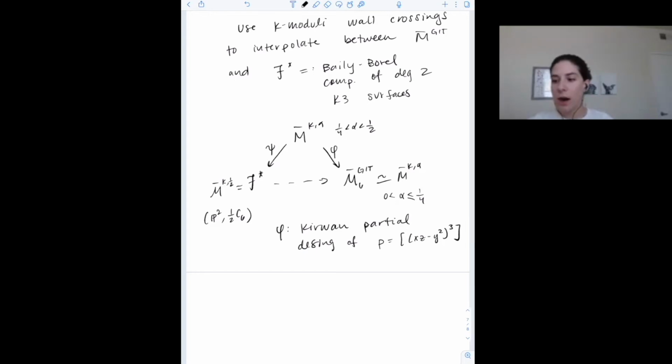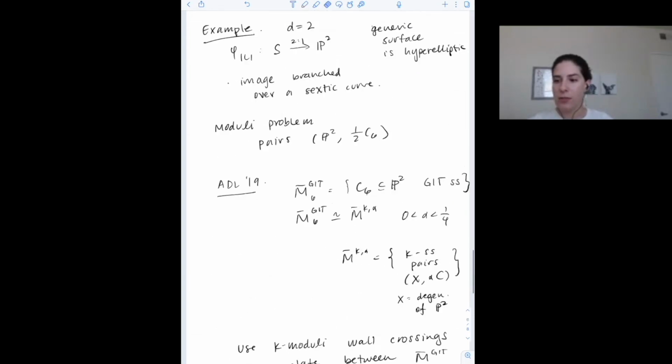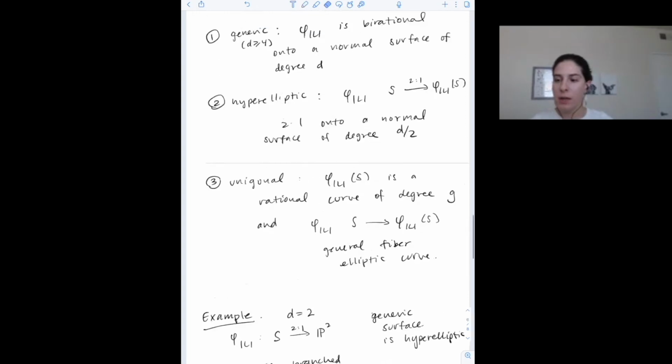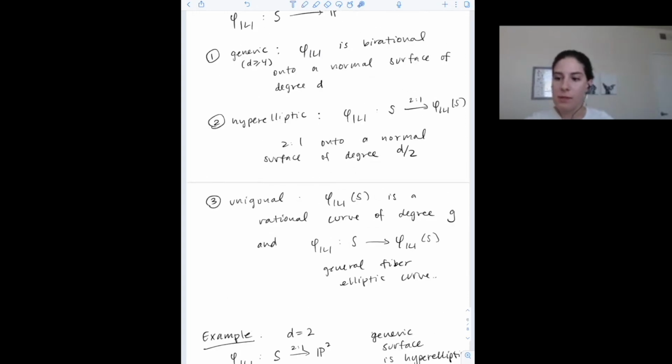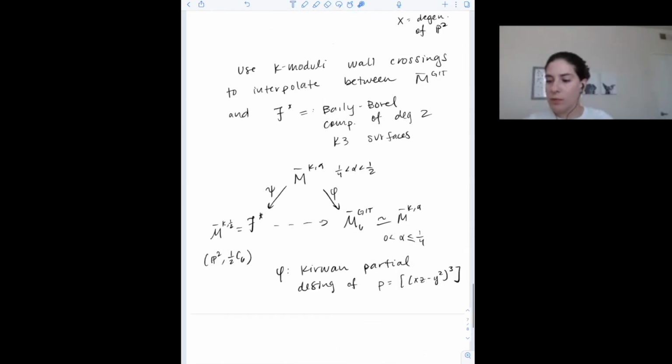So the conic, if we think about the structure theorem for K3s, I'm going to scroll up temporarily, for a unigonal degree 2 K3, the image is a rational curve of degree 2. So this morphism, where we're blowing up this sextic curve, if you think about these as families of K3 surfaces, when you blow up a point, you extract a divisor. It extracts the divisor parameterizing the unigonal degree 2 K3s.